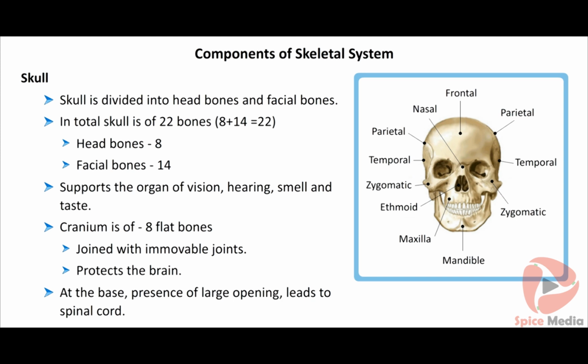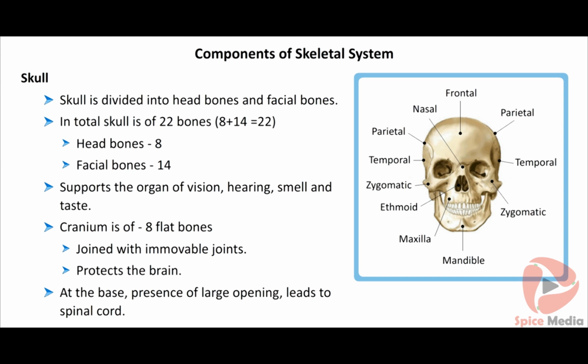Skull is divided into head bones and facial bones. There are 8 head bones and 14 facial bones. Totally, the skull consists of 22 bones. Skull provides support to the organ of vision, hearing, smell and taste.